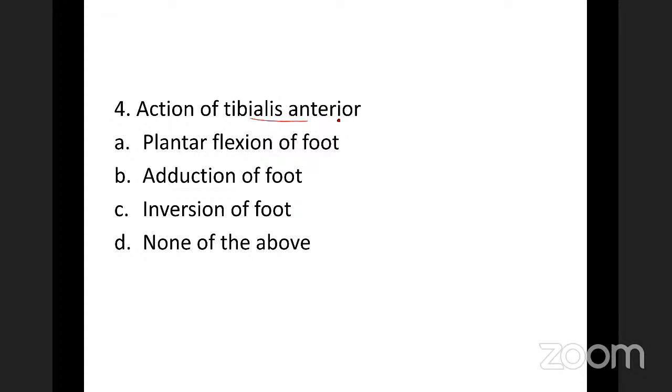Action of tibialis anterior: plantar flexion of foot, adduction of foot, inversion of foot, none of the above. Plantar flexion. Ma'am, inversion. Any other answer? Yes. Tibialis anterior is a muscle of the anterior compartment of the leg, or the extensor compartment. Its action is dorsiflexion at the ankle joint and inversion.